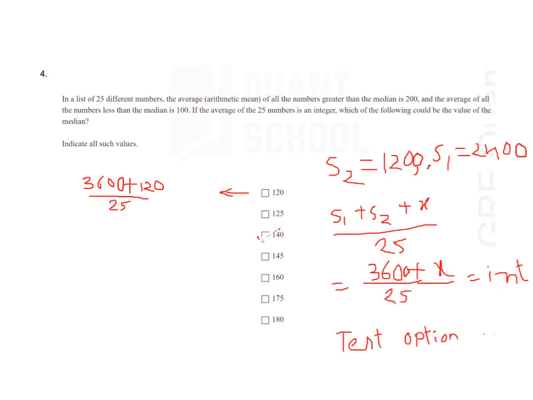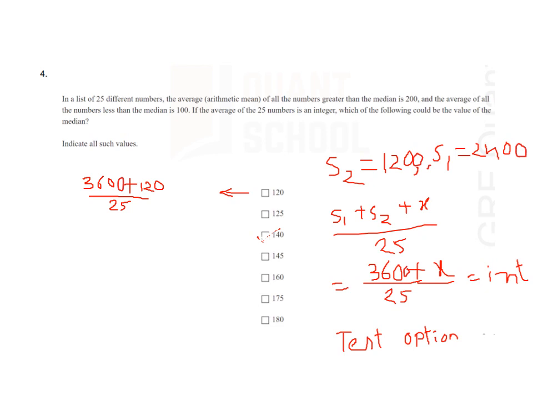So the summation of S1 is 2400 and in case of S2 it's 1200. Notice that the options given are the median value. We need to find out the unknown number x, that is the 13th number. So how can I find it?